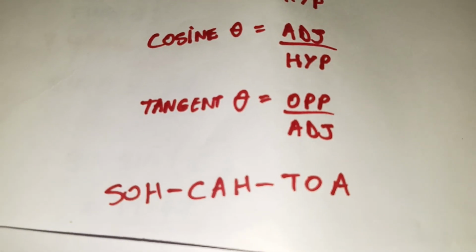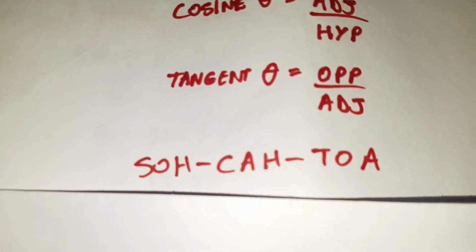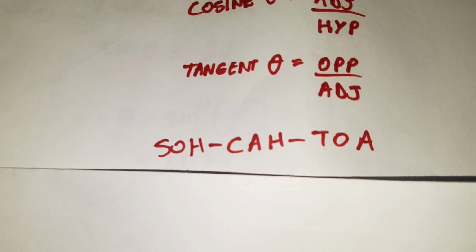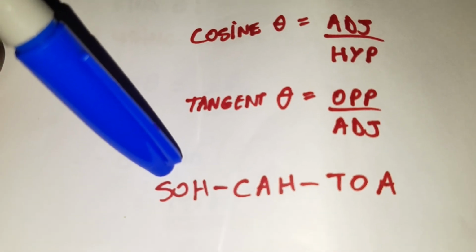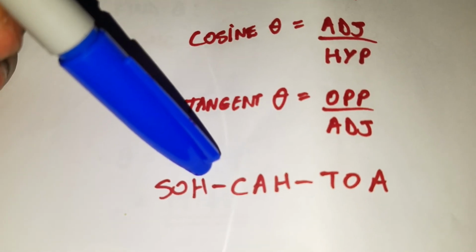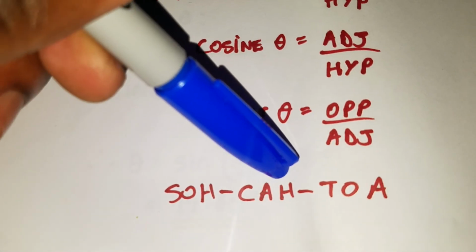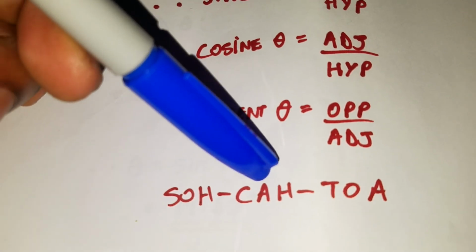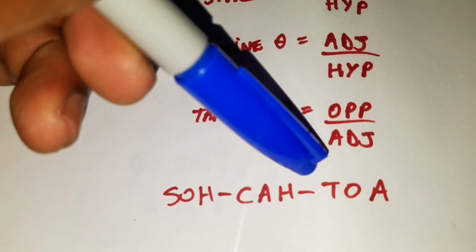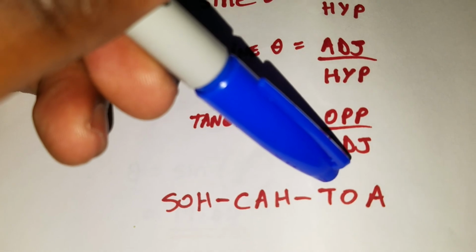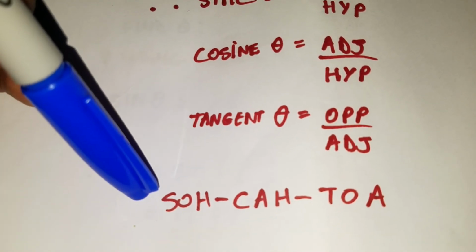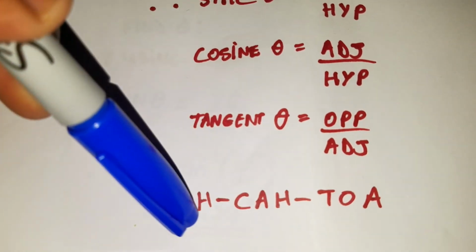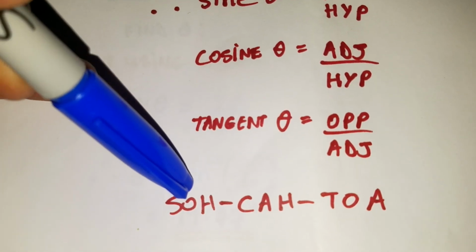A simple way to remember them, which I learned when I was growing up, is called SOH CAH TOA. SOH means the sine is equal to the opposite over the hypotenuse. CAH means cosine is equal to the adjacent over the hypotenuse. And TOA means the tangent is equal to the opposite over the adjacent side. This is not necessarily a rule, but it's just a simple, fun way of remembering what the different trig ratios are.